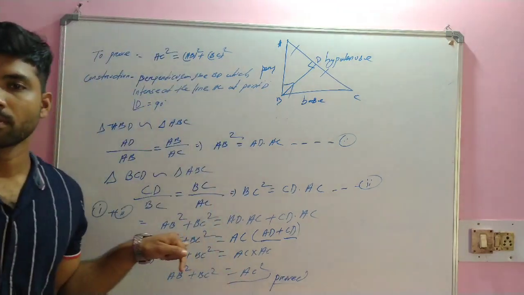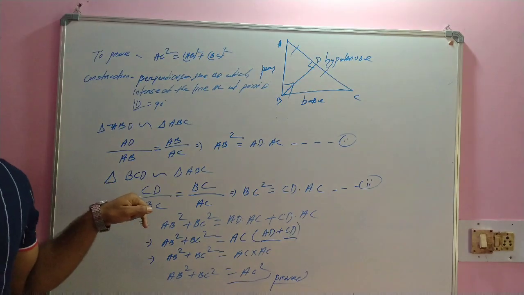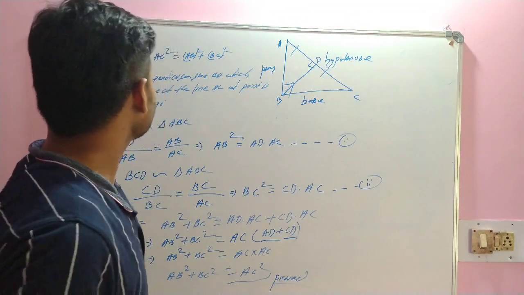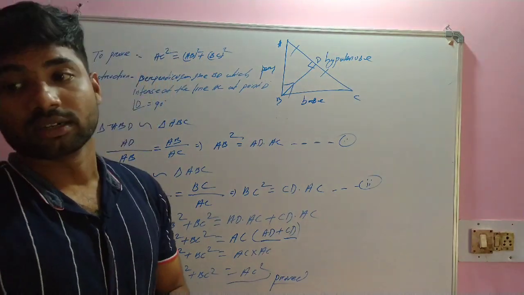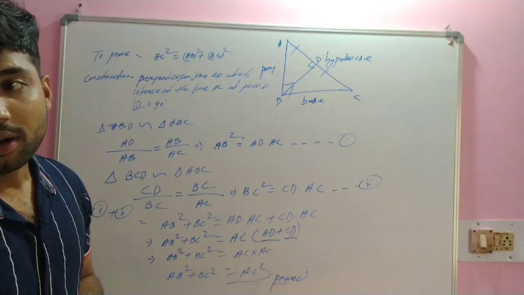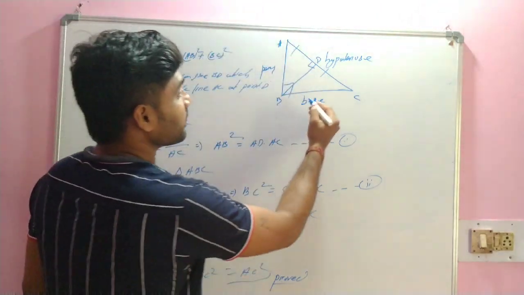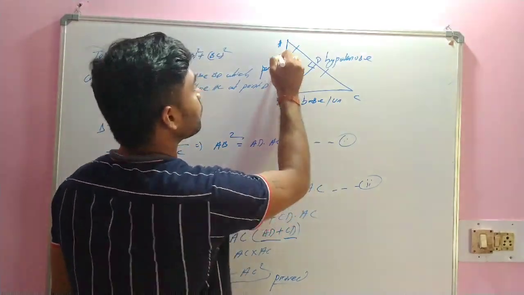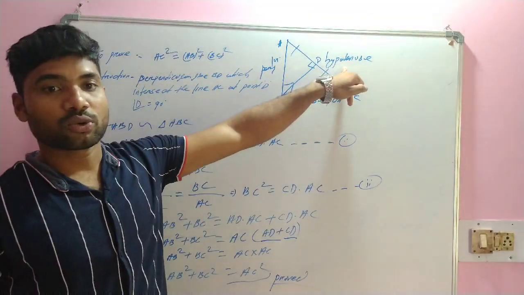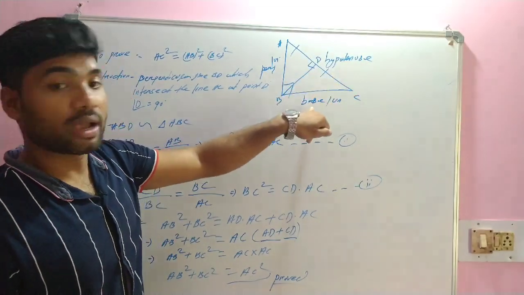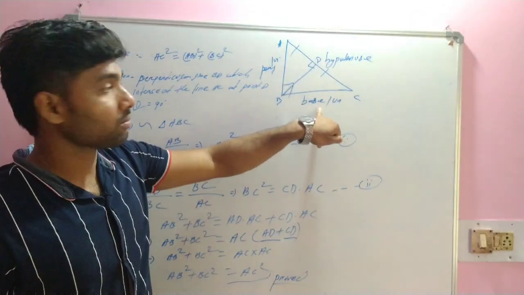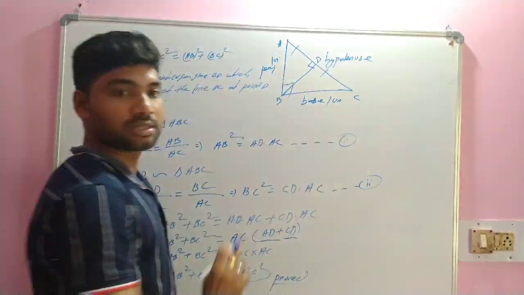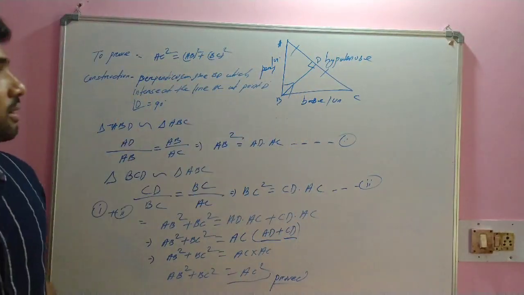Okay? Can you prove the Pythagoras theorem? Then how can you represent an irrational number on the number line? Suppose here is 1 unit, here is 1 unit. We know that the hypotenuse is the square root of BC square plus AB square.